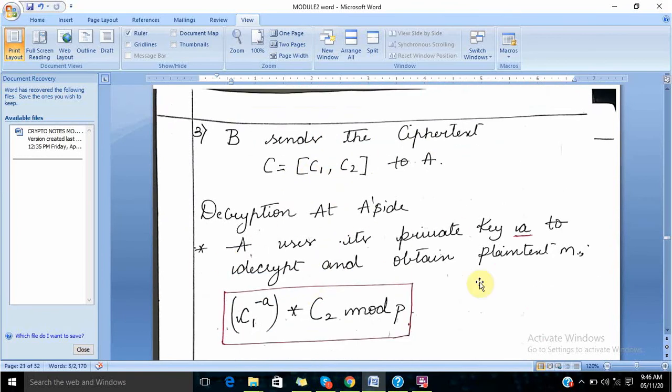Decryption at A side. As we have already discussed, decryption will be done at the A side. A uses its private key A to decrypt and obtain plaintext M. We have discussed, students, that the encryption was done with the public key. So if encryption is done with the public key, then obviously the decryption would be done with the private key. This is what we have been studying in all the concepts so far. Once you do the decryption, you get the message M.